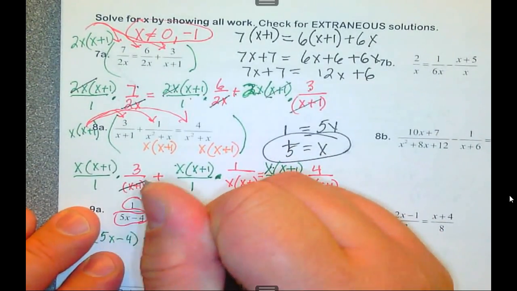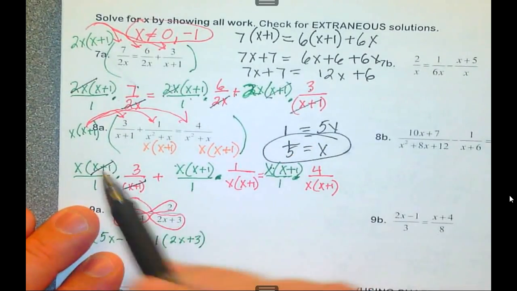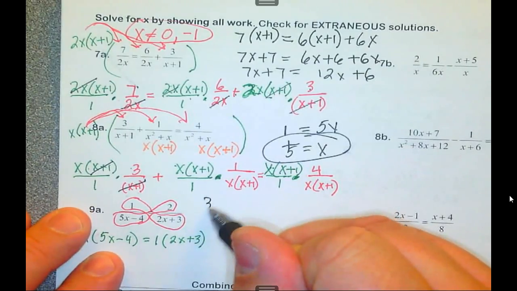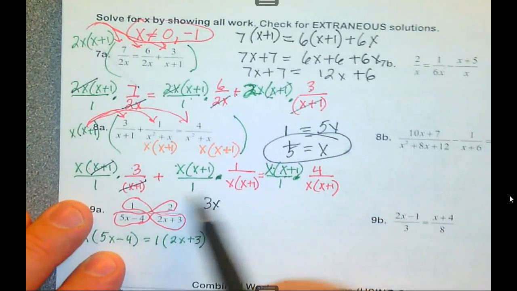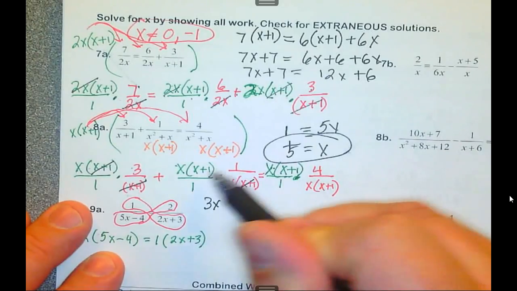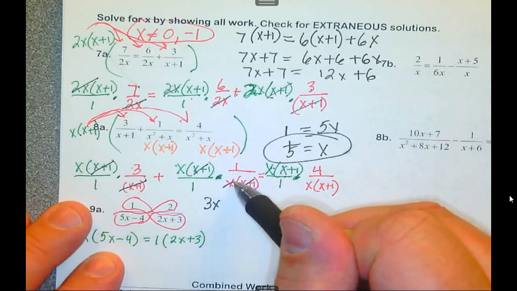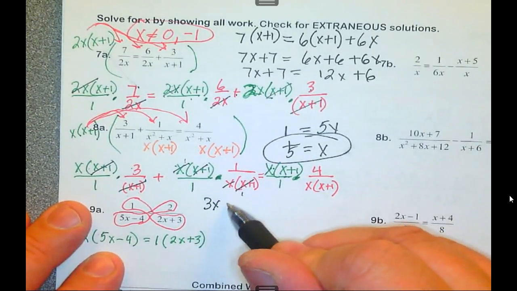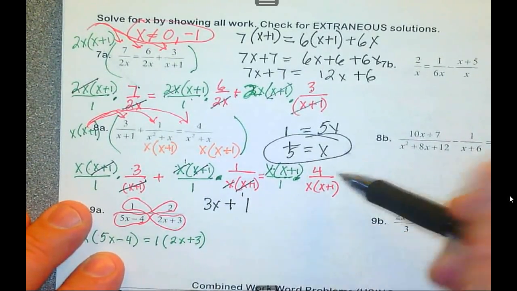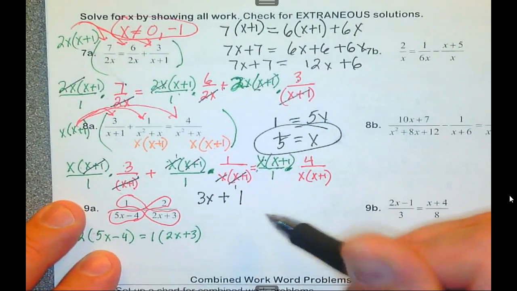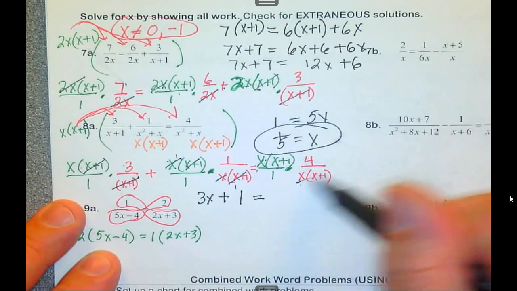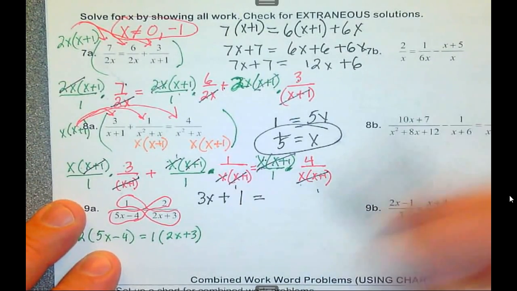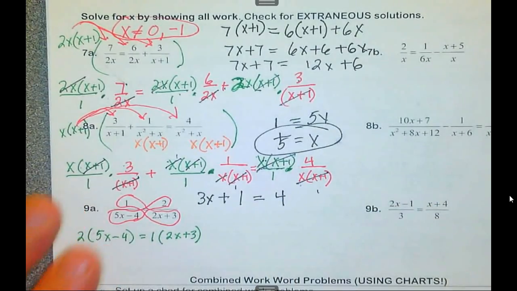Let's cancel out. This one has x plus 1, this one has x plus 1. Leaves me with 3x. Here, x plus 1 cancels, x plus 1 cancels, my x cancels, my x cancels. It's just all 1 times 1, which is 1, equals, same thing here. The entire thing cancels, leaves me all with 1s. 1 times 4 is just 4.